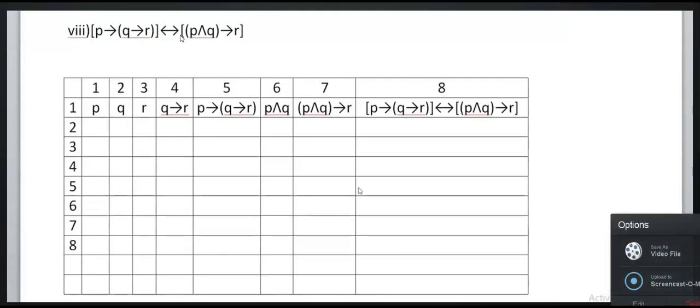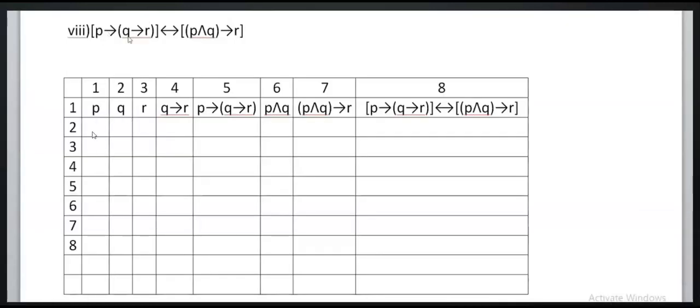Now here, the main joint is this double implication. This is the first square bracket, this is the second square bracket. In this bracket, what is the joint? Main joint is this. To require this, we require P and Q implies R. Therefore, we require Q implies R. Next, for this, we require P and Q. Next, we require P and Q implies R. And then, we'll find out the double implication of 5 and 7. Now, let us start.